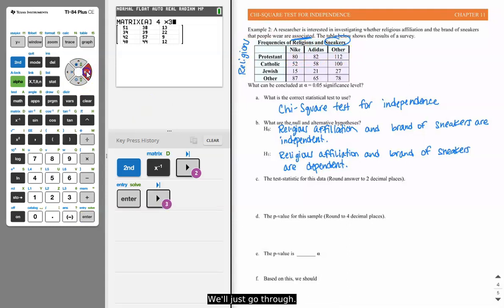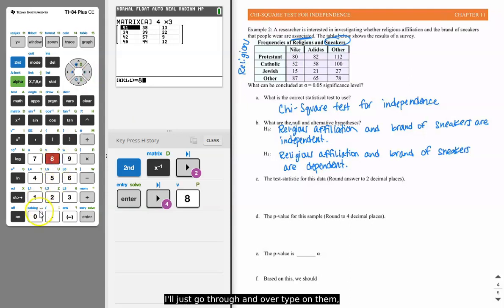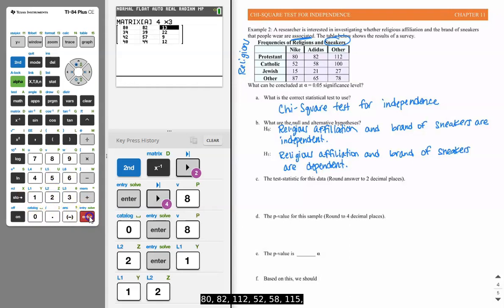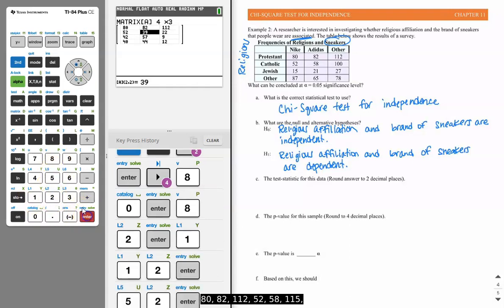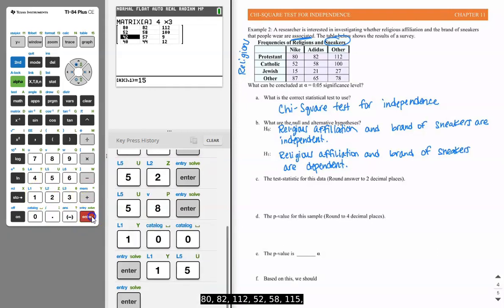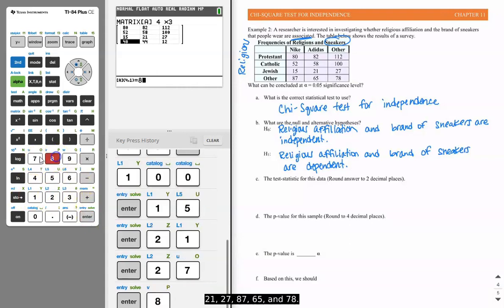So we'll just go through. And now there's no really, I guess, easy way to delete all these, so I'll just go through and overtype on them. So 80, 82, 112, 52, 58, 100, 15, 21, 27, 87, 65, and 78. Okay.